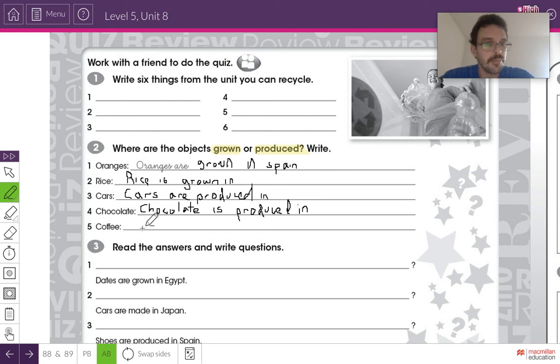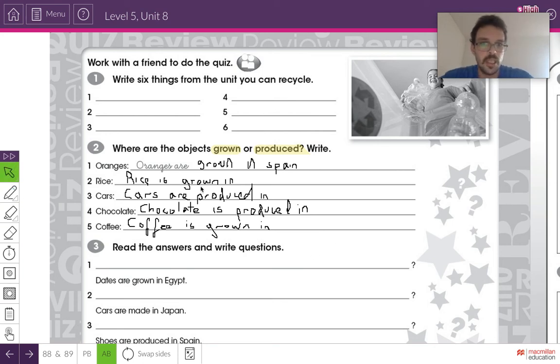Okay. And then this last one here, coffee, right? Coffee is a plant, right? We take it from the plant. We take the beans directly. So we can use grown, right? Coffee is grown in. Coffee is grown in. And do you remember what countries they grow coffee?